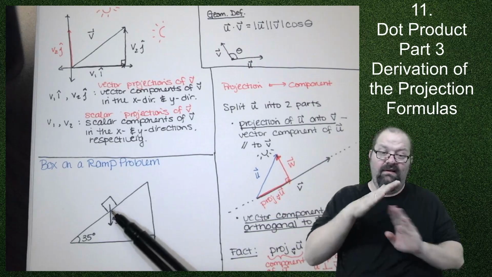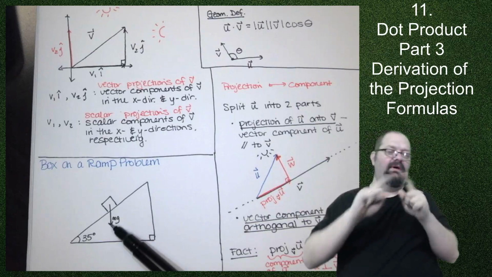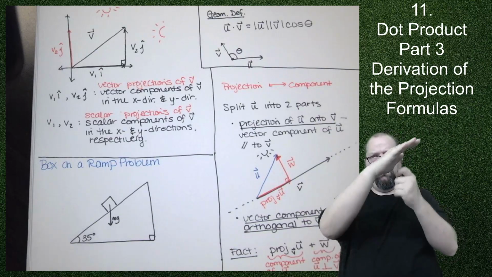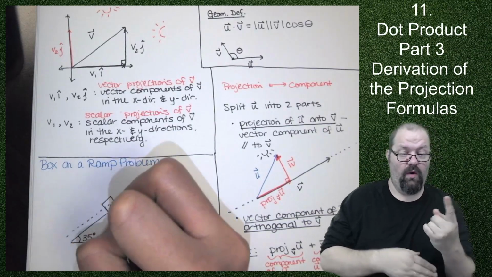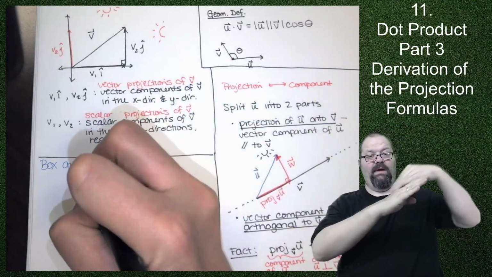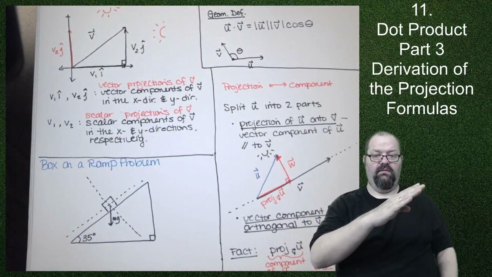Basically, I've got this force that's pulling down, but I don't want to think of it as a force pulling down. I want to think of it as a force with two parts. One part that's parallel to the ramp and another part that's perpendicular to the ramp. Question is, what are those two pieces?